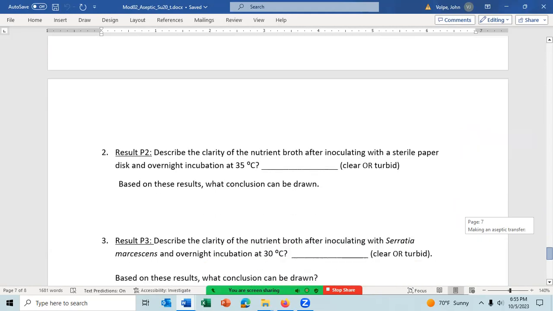And then answer question 2 for procedure 2. Describe the clarity of the nutrient broth after inoculating with a sterile paper disc and overnight incubation. Was it clear or turbid? And that's question 2A. For 2B, based on these results, what conclusion can be drawn? And remember, your conclusion should be similar to the conclusion in the table.